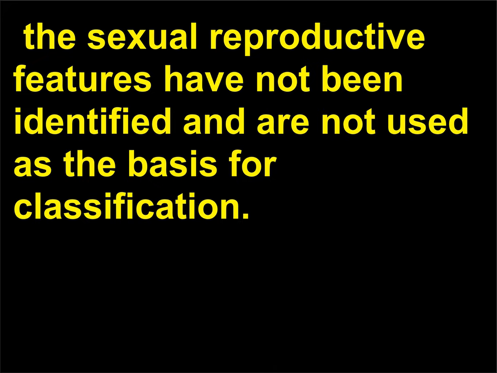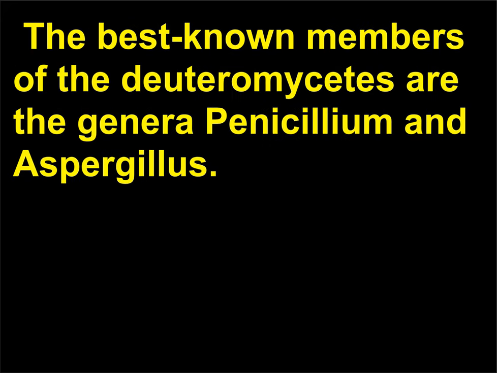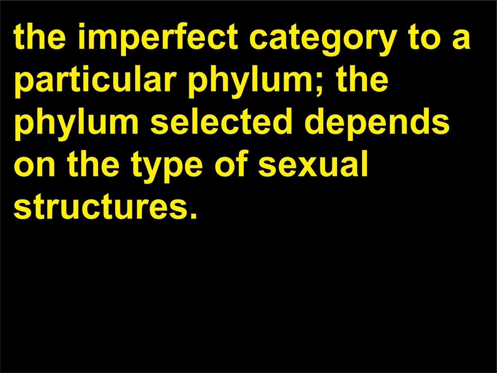The sexual reproductive features have not been identified and are not used as the basis for classification. In this group, sexual reproduction has not been observed. Most imperfect fungi are thought to be ascomycetes that have lost the ability to reproduce sexually. The best known members of the deuteromycetes are the genera Penicillium and Aspergillus. Whenever a mycologist discovers a sexual stage in one of these fungi, the species is reclassified from the imperfect category to a particular phylum. The phylum selected depends on the type of sexual structures.